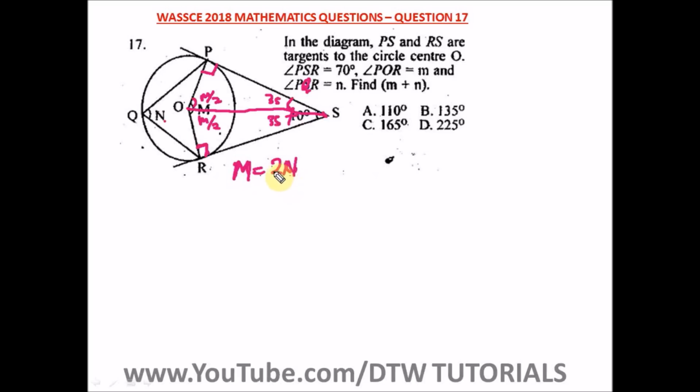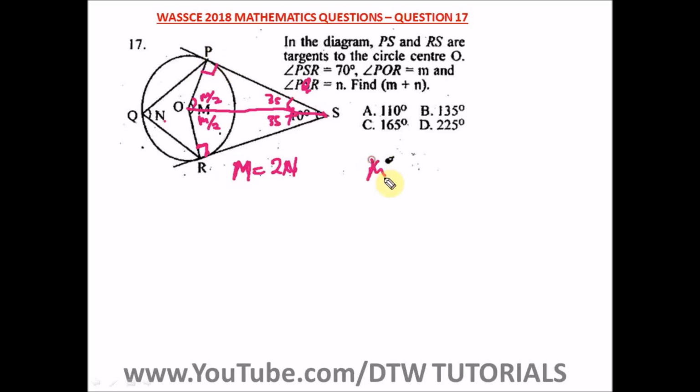2n. So since we know this, we have here M divided by 2. We have an angle here, this angle here, and this angle here. So let's try to find M. To find M, the sum of angles in a triangle is equal to what? 180. So we have here M. Let's just pick one of the triangles.